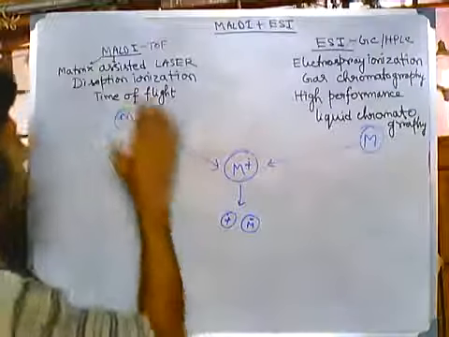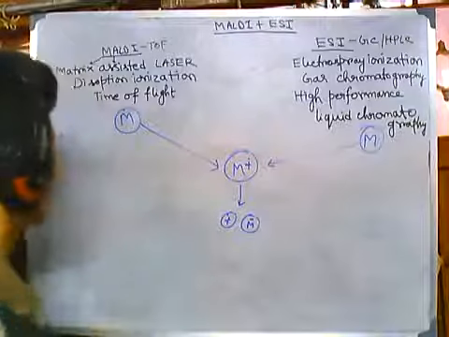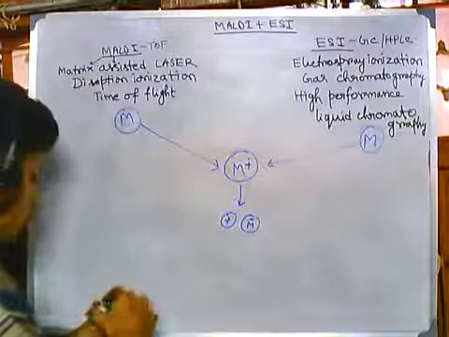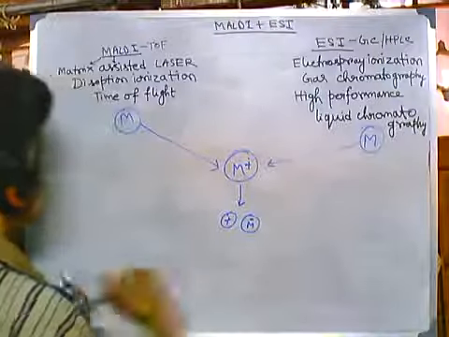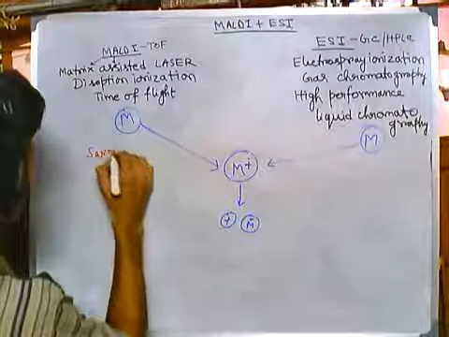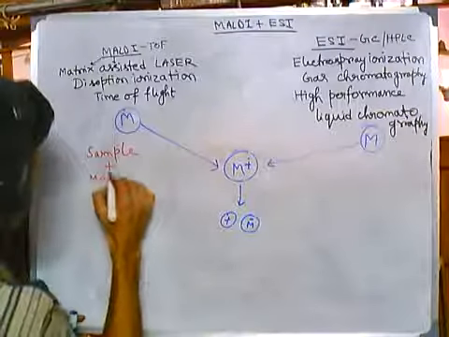Now we are going to see, in the case of MALDI TOF, how the M is converted into M plus. How is it converted? In the case of MALDI TOF, we are utilizing these molecules or the sample of our interest. We take our sample and we place it into a matrix.